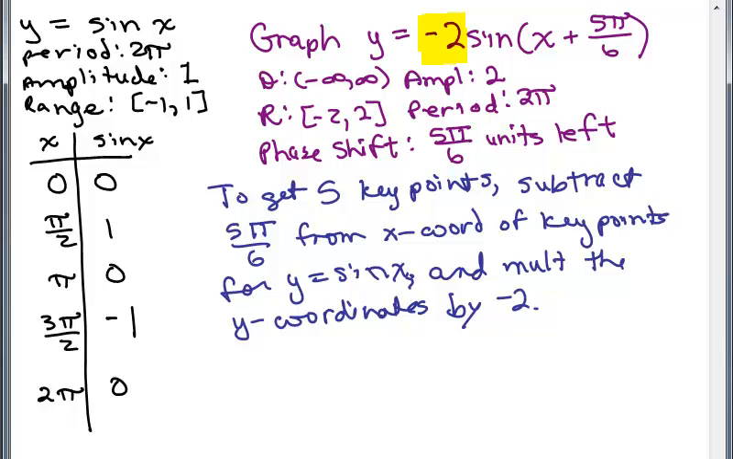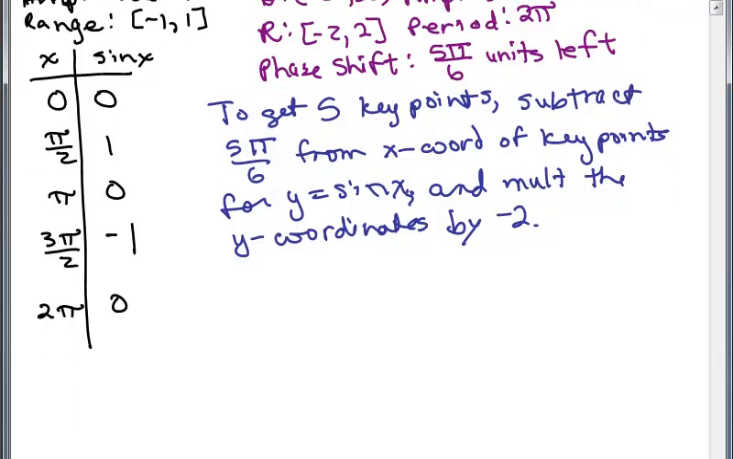Now be careful here. It's easy to get this backwards. When it says plus 5 pi over 6, remember you set it equal to 0, and that's why it ends up being -5 pi over 6. So make sure you're subtracting. You're not adding 5 pi over 6. You want to figure out how you're going to get a 0 in that parentheses, and that would be -5 pi over 6.